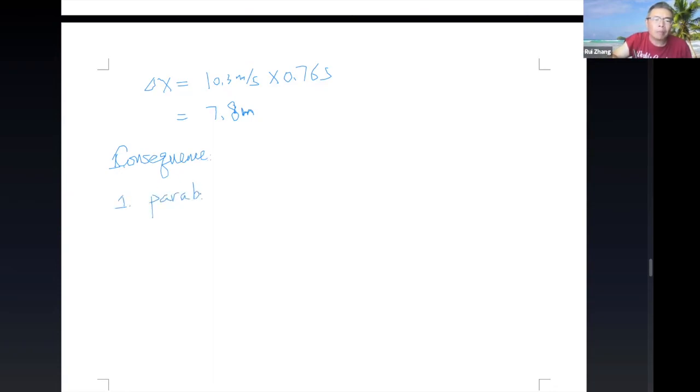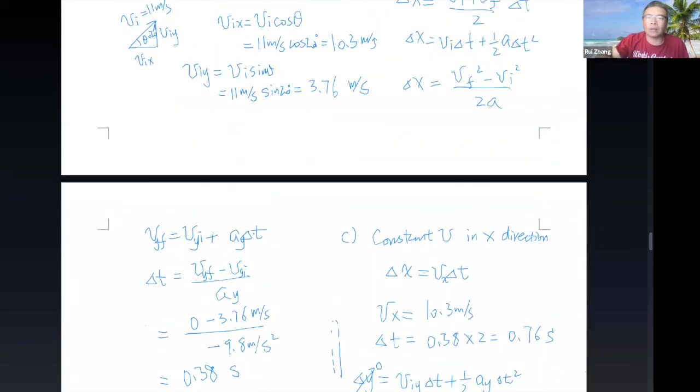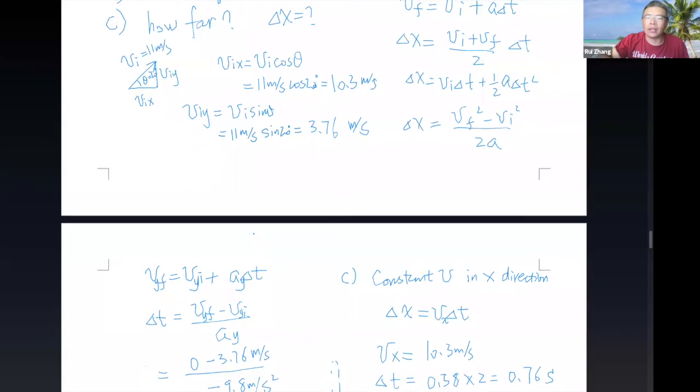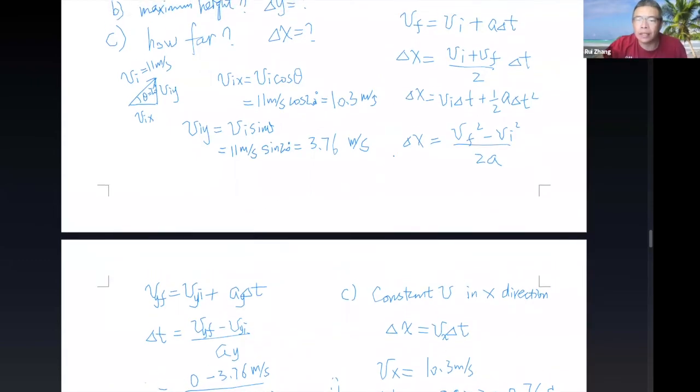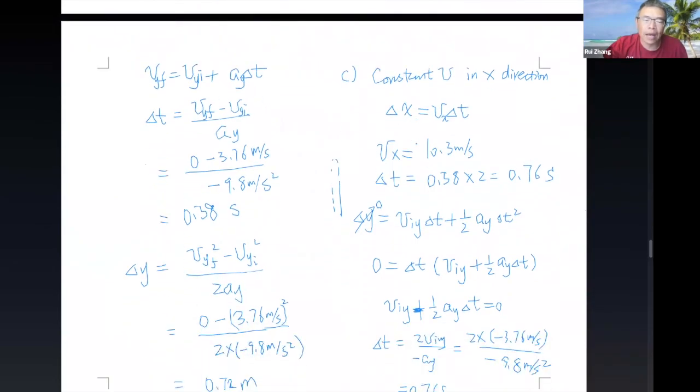Parabola. As I told you, a projectile motion, if we ignore air resistance, is a perfect parabola. Why? We can actually show that by using the formulas we had before. The idea is that we can write delta y in terms of delta x, then we can show that it is a parabola. So how do we do that?